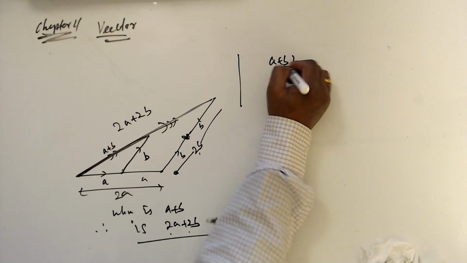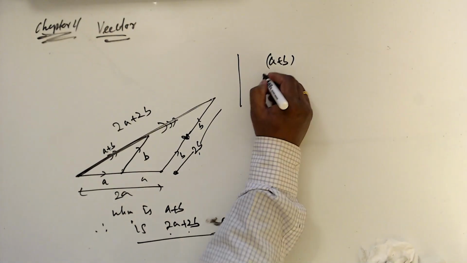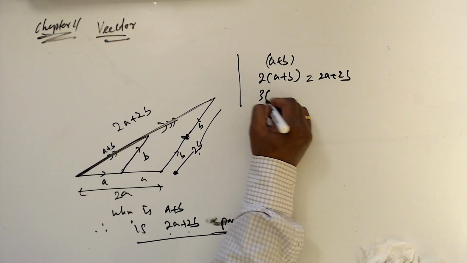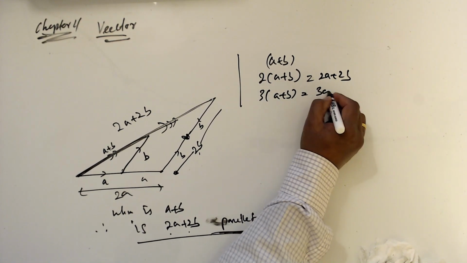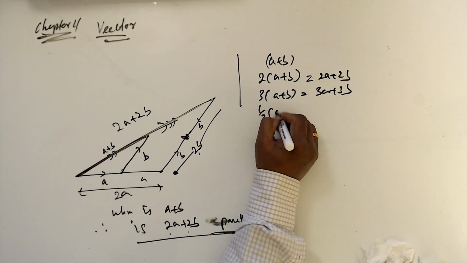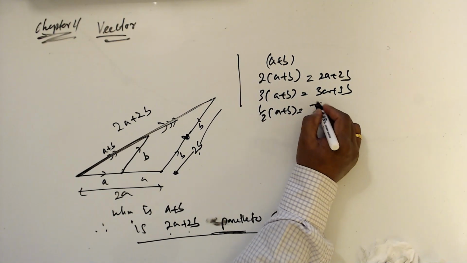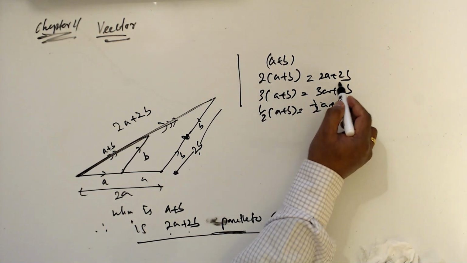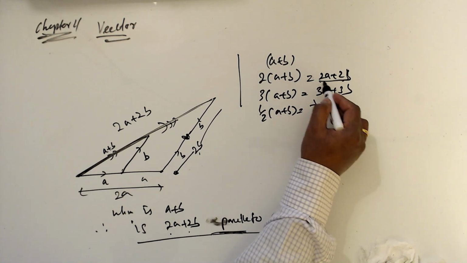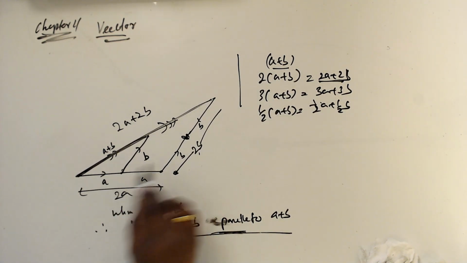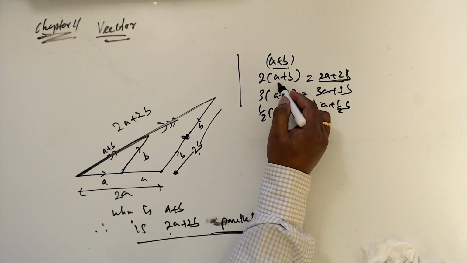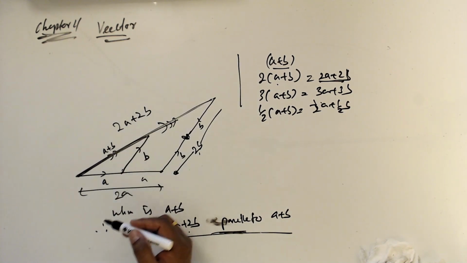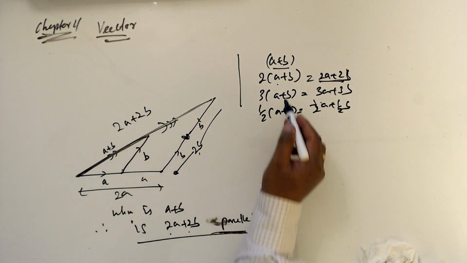A plus B. What are the multiples of A plus B? 2 times A plus B, which is 2A plus 2B. 3 times A plus B, 3A plus 3B. Half times A plus B, half A plus half B. Now you know that 2A plus 2B and A plus B are parallel.